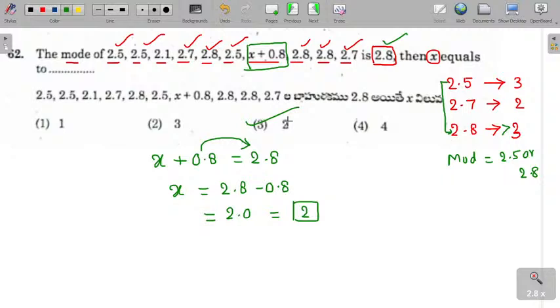Because in the given data, 2.5 is repeated 3 times, 2.8 is also repeated 3 times. But as the mode is 2.8, 2.8 should be repeated more than 3 times. More than 3 times means x plus 0.8 should be 2.8. By solving this equation we get the x value, so that is the required one. So 2. I hope it's very clear to you, right?